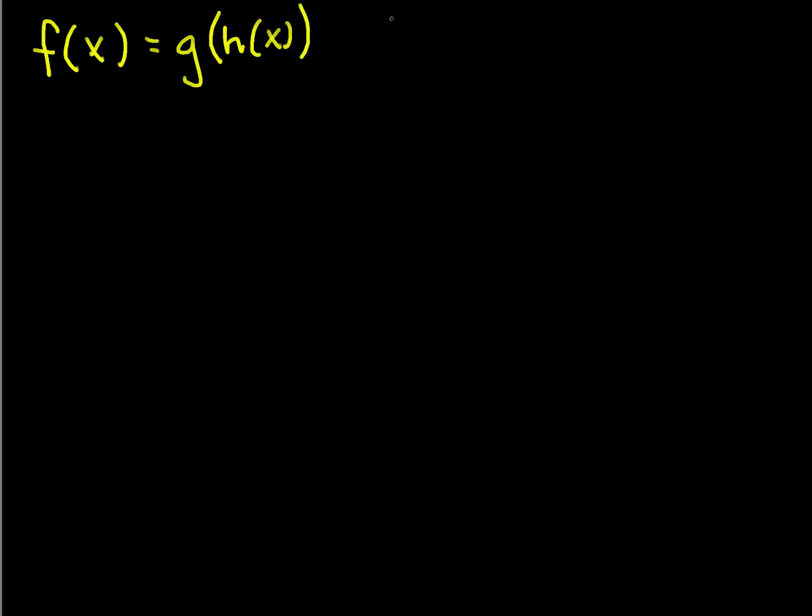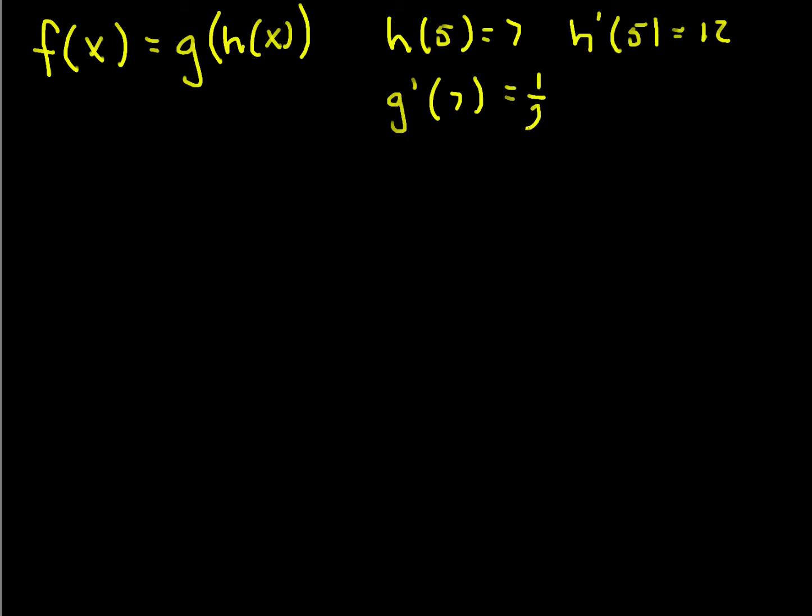We know that h of 5 is 7. We know that h prime of 5 is 12. And we know that g prime of 7 is 1/2. So this is information we know somehow. We've gathered it from data or it's just been given to us.